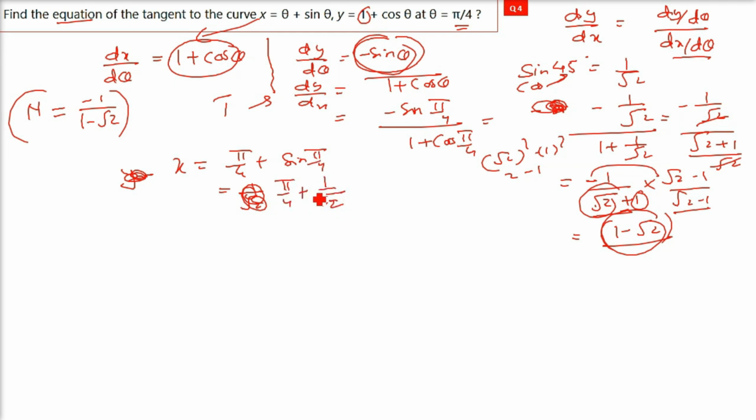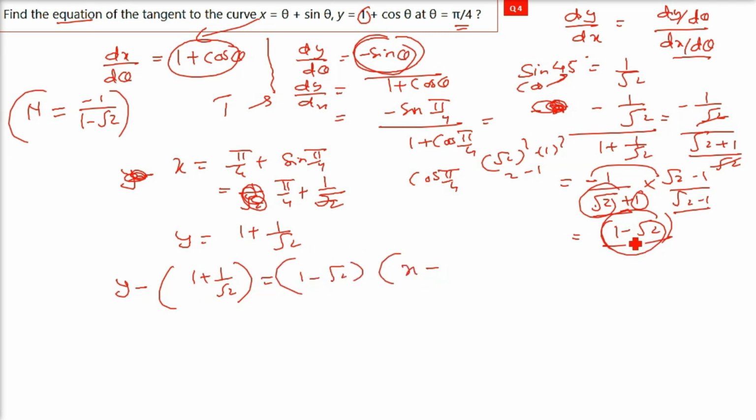And if you want to resolve it, you can resolve it, but my suggestion is keep it like that. Y will be 1 plus cos theta, 1 plus cos pi by 4. Cos pi by 4 is 1 by root 2. So y minus y1 equals m into x minus x1. So y minus 1 plus 1 by root 2. M is 1 minus root 2, that we have computed already, and x minus pi by 4 plus 1 by root 2.